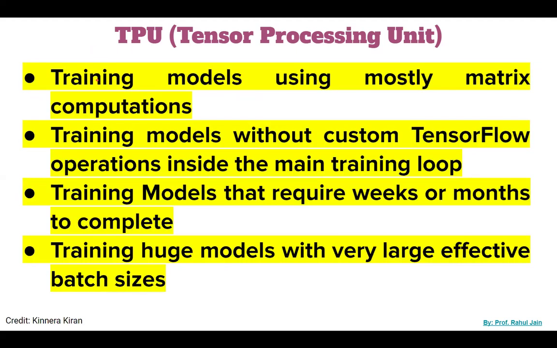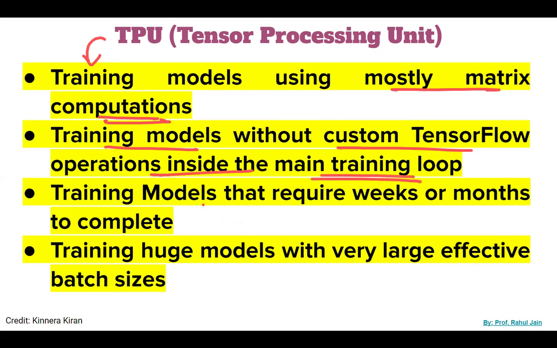In addition, if training models using mostly matrix computations, then also we can go for TPU. If training models without custom TensorFlow operations inside the main training loop, or training models that require weeks or months to complete, then also we need to choose TPU. As well as training models with very large effective batch sizes. In all such cases, we need to utilize the TPU, that is Tensor Processing Unit.